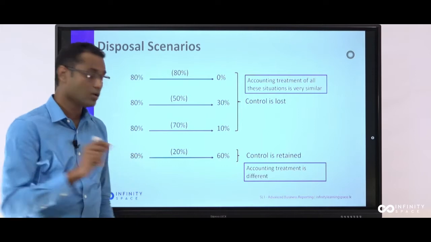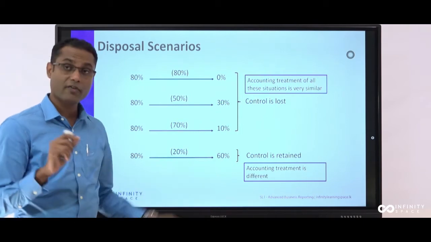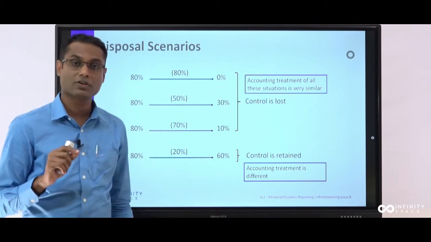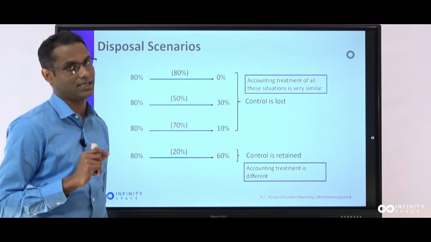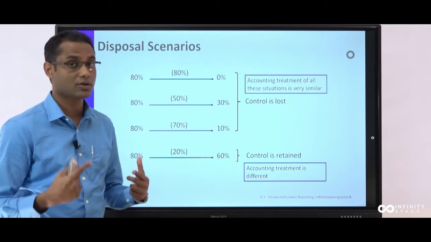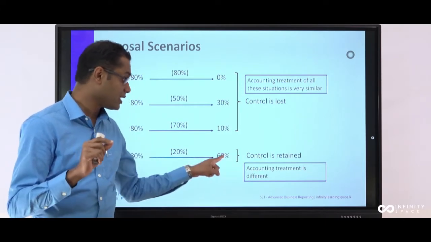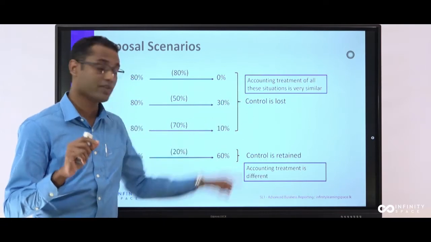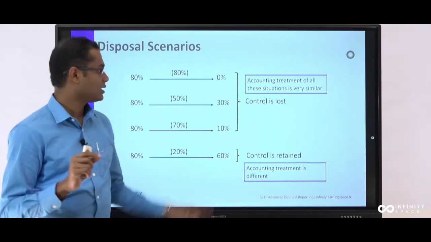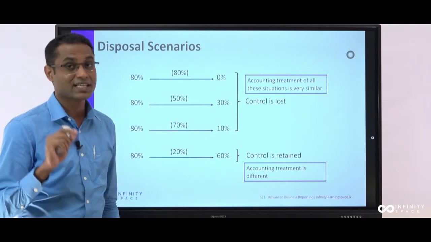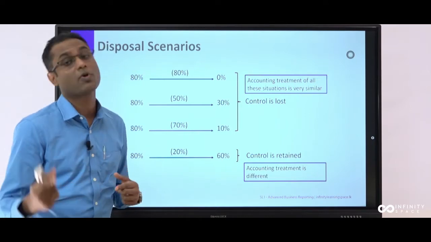Then the fourth scenario is the parent had 80% over the subsidiary and the parent is disposing of 20%, and after the disposal the parent has 60% holding over the subsidiary, which means even though there is a disposal, the parent still controls the subsidiary. So in this situation control is retained, it's not lost, and the accounting for this is different from the accounting we apply for the first 3 scenarios. Now, in your pilot paper, the question is tested in relation to the first scenario. It's an entire disposal. Pinnacle disposed of the entire holding of Small Limited.